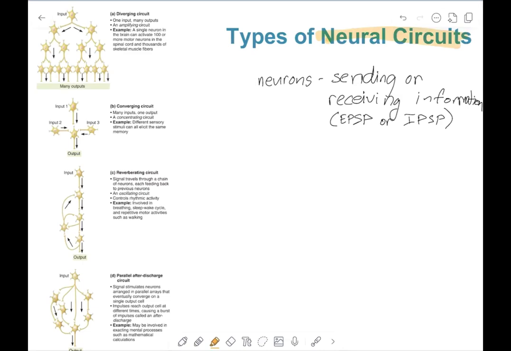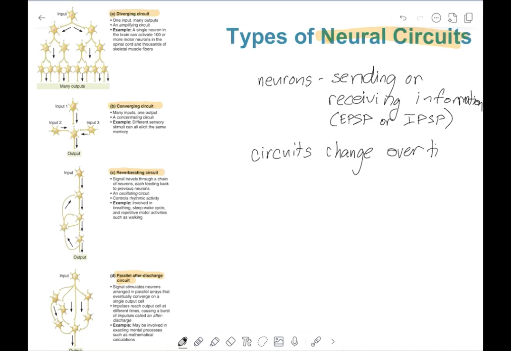There's four main neural circuits. There's a diverging circuit, a converging circuit, a reverberating circuit, or a parallel after discharge circuit. So these circuits don't really change over time, but the strength of the circuit or the pathway within the circuit can definitely change over time.